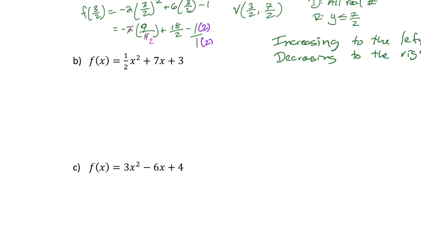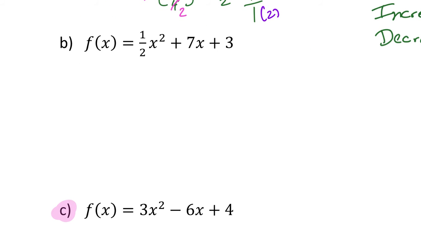Okay, let's see the next one. Again, let's start by identifying A. Now letter B, again, let's identify A first. So A is 1/2. B is 7. So x is going to be the opposite of b, so -7 divided by 2 times 1/2. We know that 2 times 1/2 is the same as 1. So that means that I got that x equals -7.